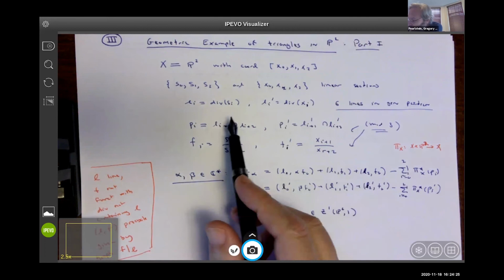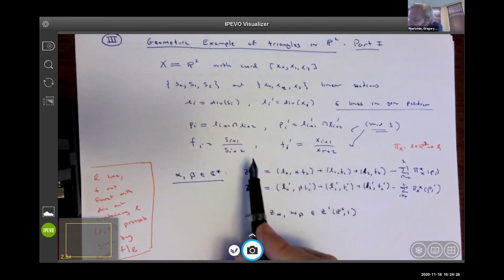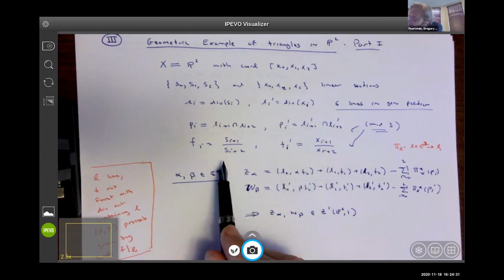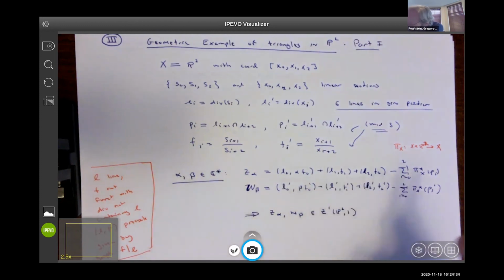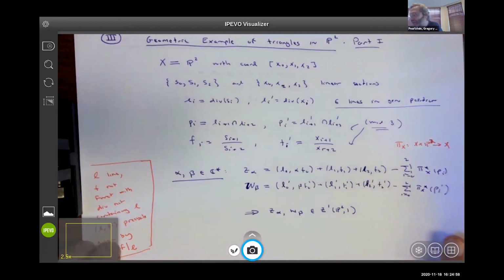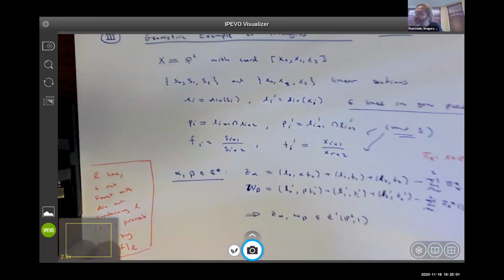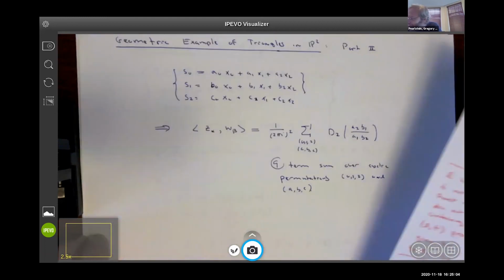So L0 is the divisor of S0, and F0 is this function, which would be S1 over S2, et cetera. Then I have to subtract off something coming from the points in order to get proper cycles. So these two cycles are in Z1 of P2, comma 1. So these are the triangles. Then I would like to calculate the height pairing between these two cycles.